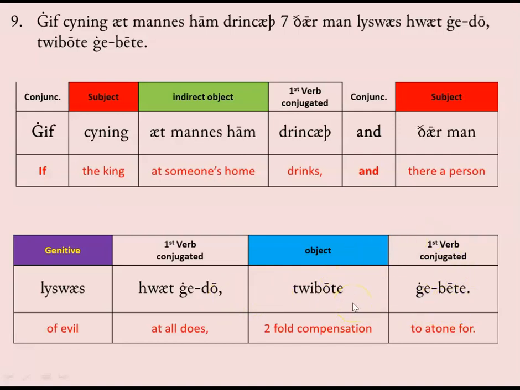Terse, to the point. So you've got a king at a person's home drinking, and if someone there does any kind of evil whatsoever, then they're going to be paying twofold compensation to atone for it. That's what all of this is saying here, and that's how we'd express it in modern English. So if the king is drinking at someone's home and there a person does any kind of evil at all, twofold compensation must they pay to atone for it. All right?